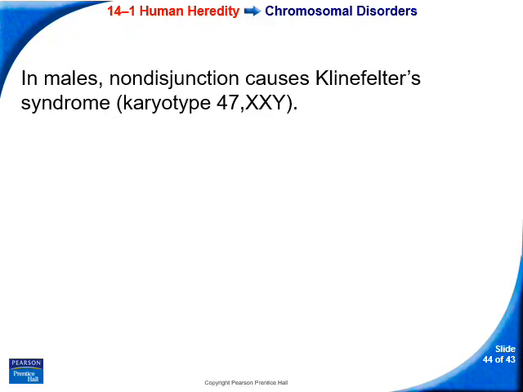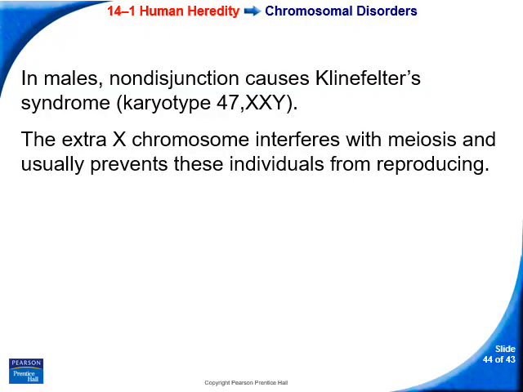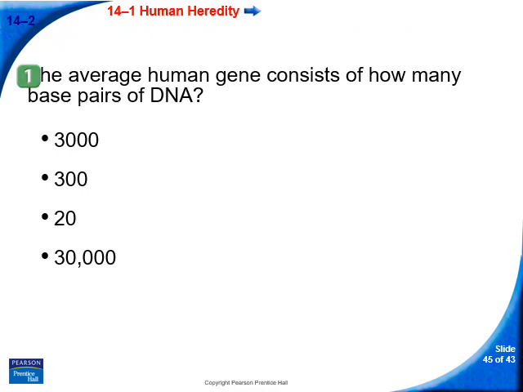In males, there's also non-disjunction of the X chromosome that can produce a double X and a Y. Remember, if you have a Y, even if you have a double X, you are not going to be a female, you are going to be a male. So your total chromosome number here is 47. The extra X chromosome interferes with meiosis and usually prevents this individual from reproducing.